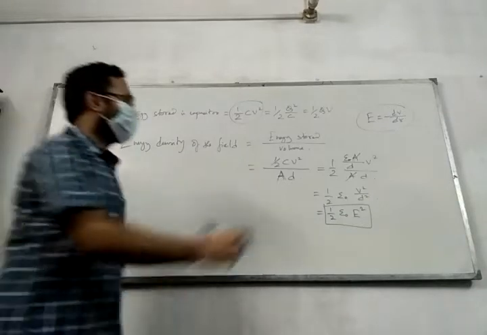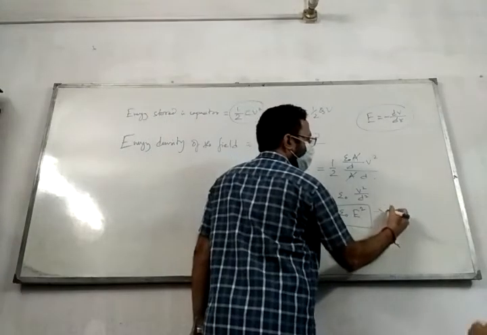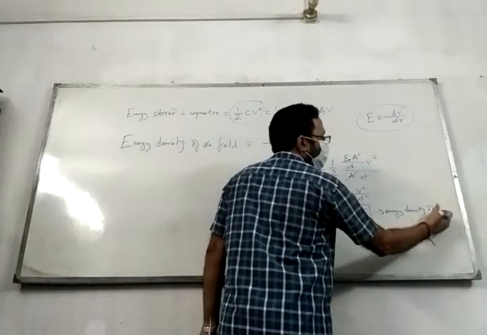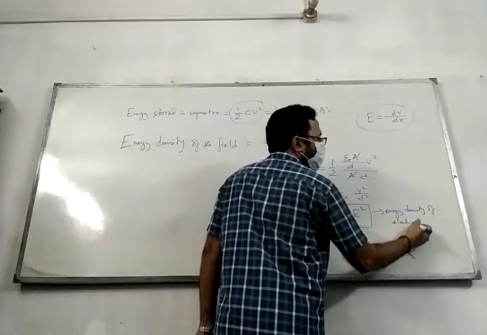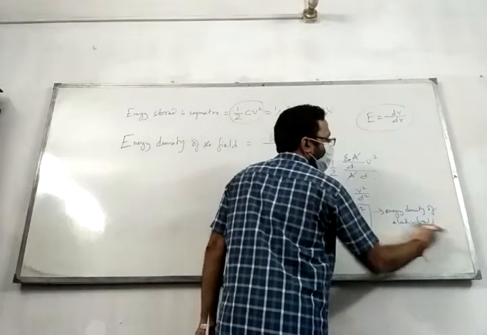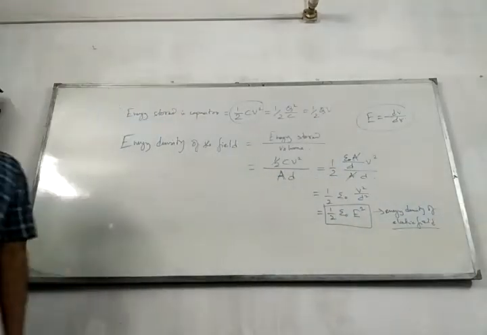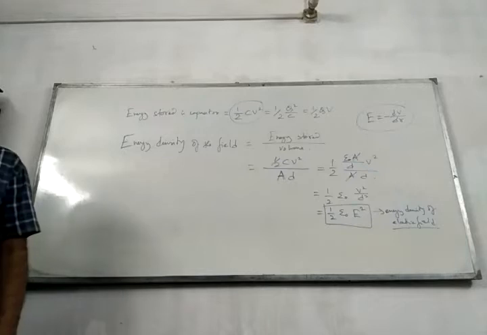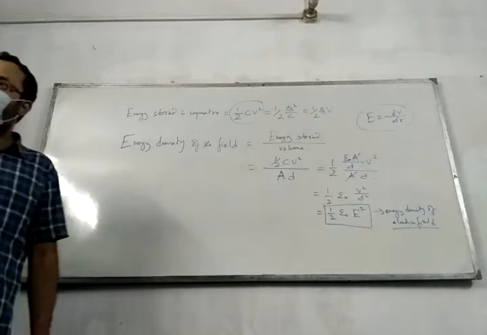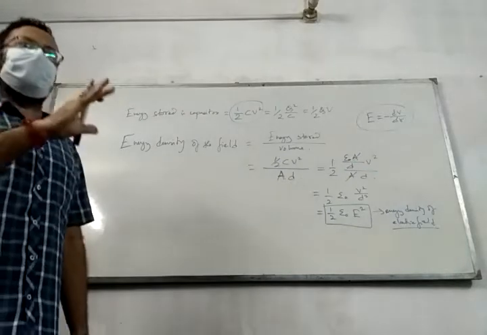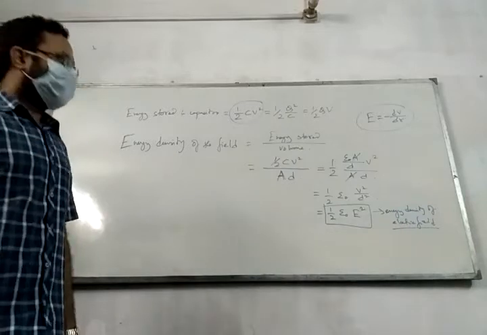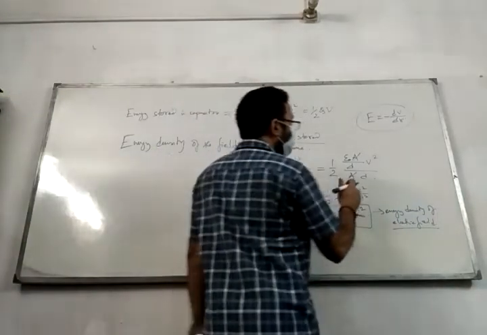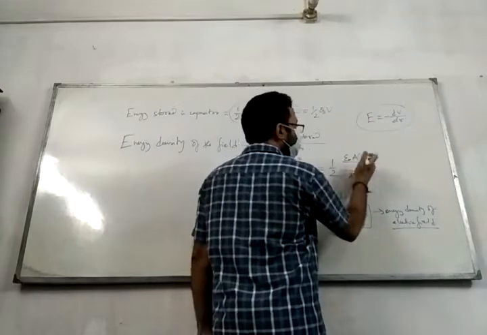Okay, so this is the energy density of electric field. It is not the energy density of the capacitor. Remember, it is not the capacitor's energy density. We took the help of a capacitor, that is different. But it is the energy density of the electric field. Epsilon naught A by D distance.